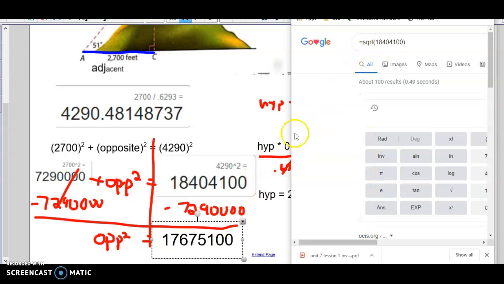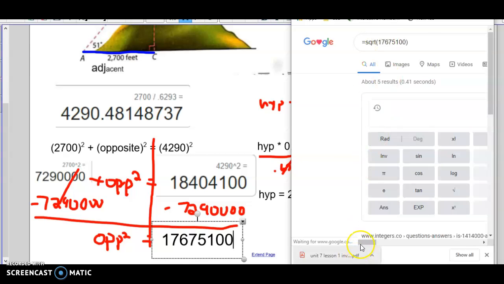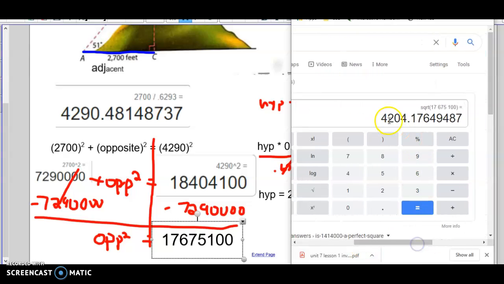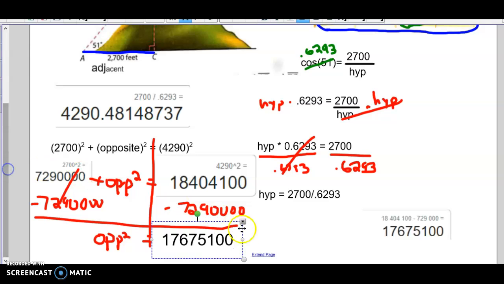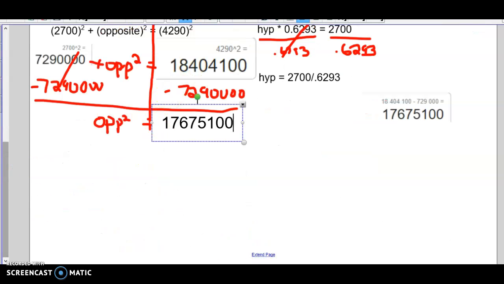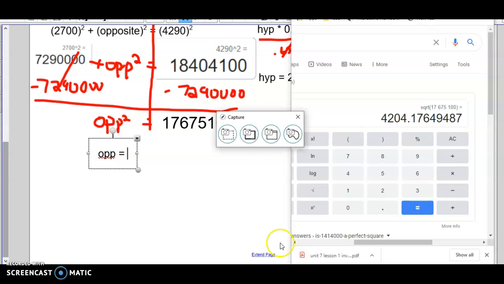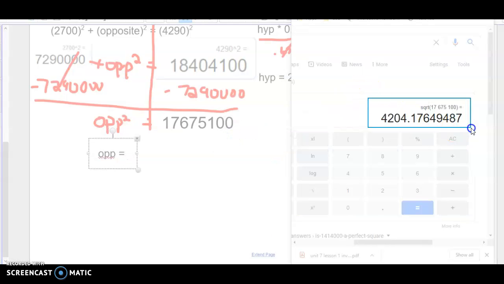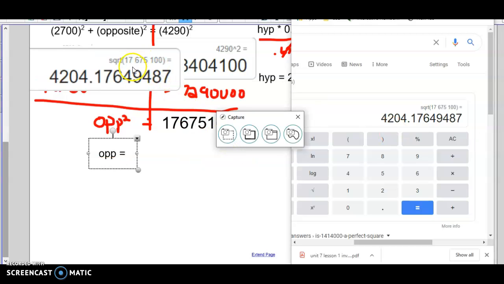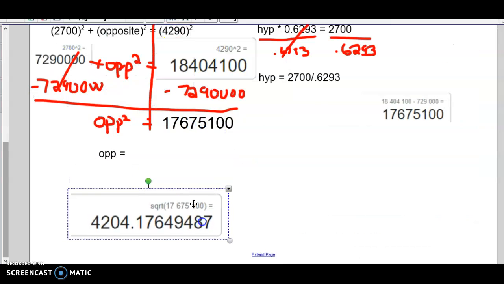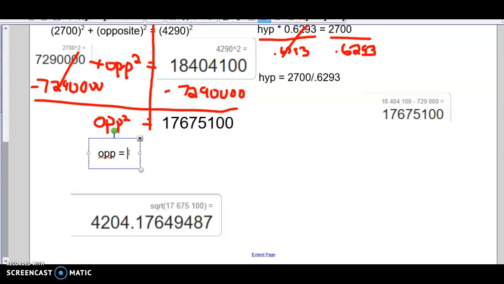I did the square root of the wrong number. Look at that. That's why I got a weird number. Okay. 17675100. Yeah, so let's call it 4,204. So our opposite side, the height of our mountain here, what do we get? 1,675,100, yeah. So our opposite side is 4,204 feet.